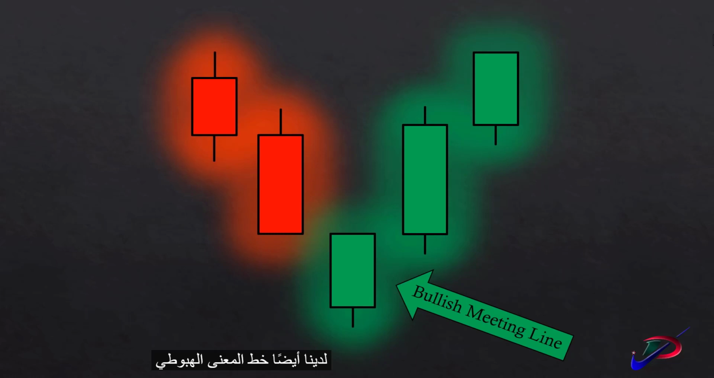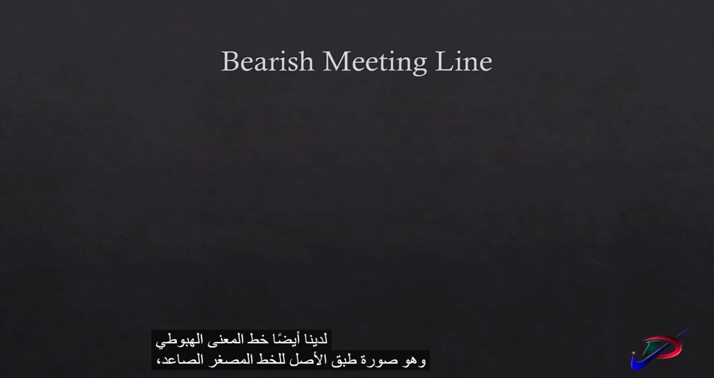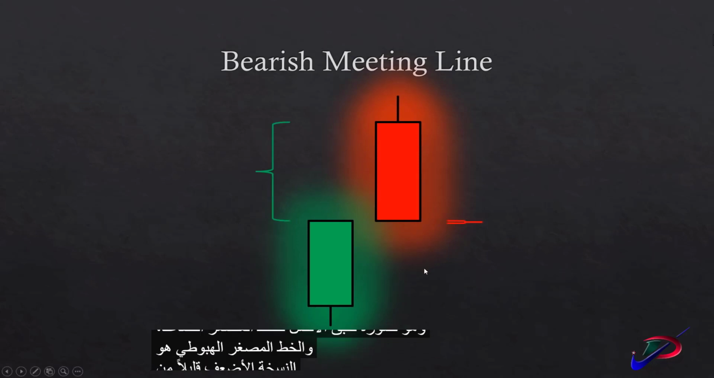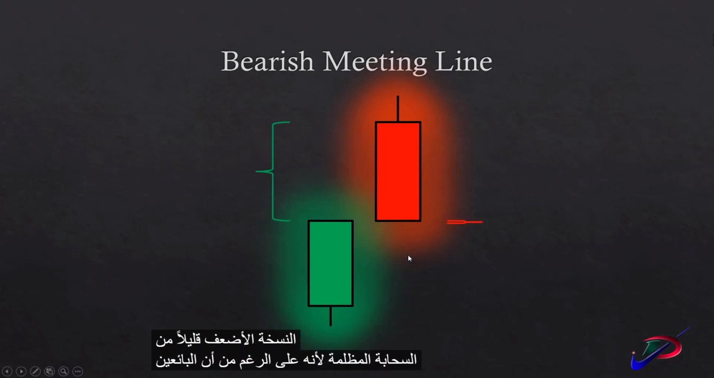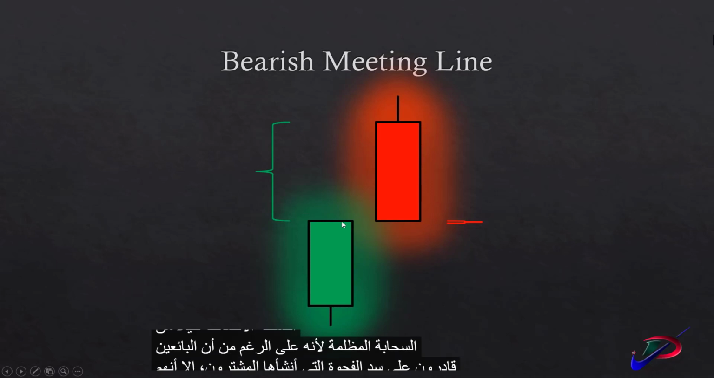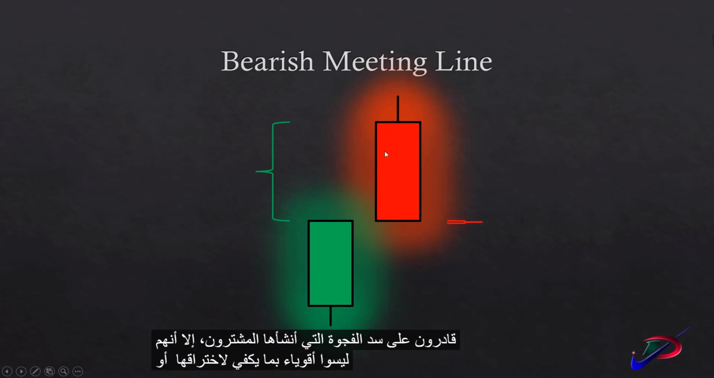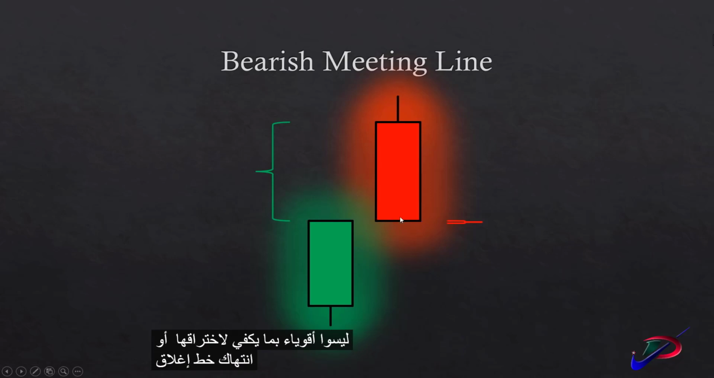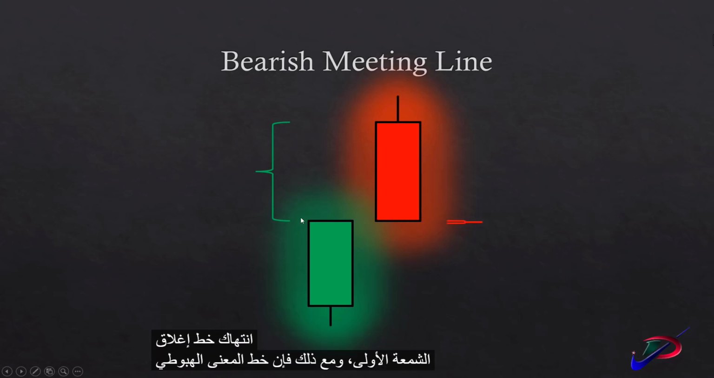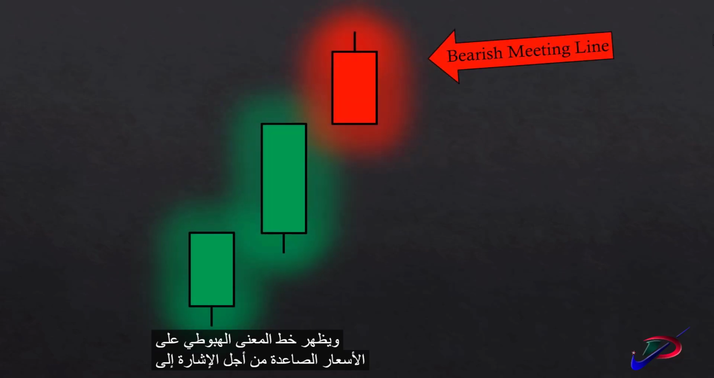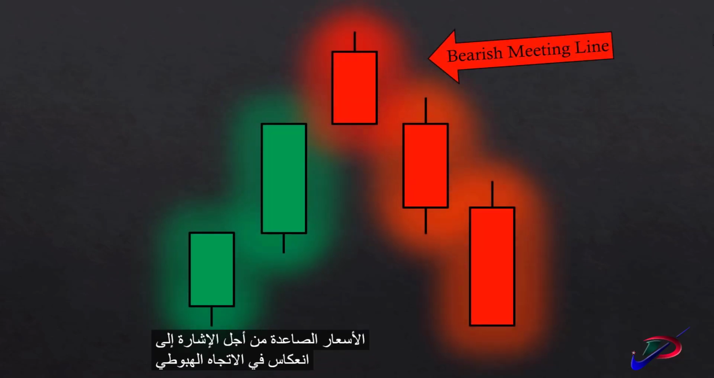We also have the bearish meeting line, which is the mirror image of the bullish meeting line. The bearish meeting line is the slightly weaker version of the dark cloud because, even though sellers are able to fill the gap created by buyers, they are not strong enough to pierce or violate the closing line of the first candle. Nonetheless, the bearish meeting line still represents a bearish reversal pattern. The bearish meeting line appears when price is going up in order to signal a reversal to the downside.